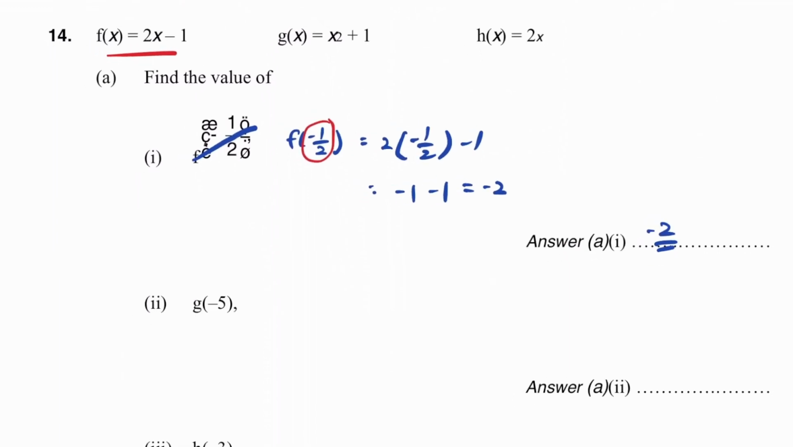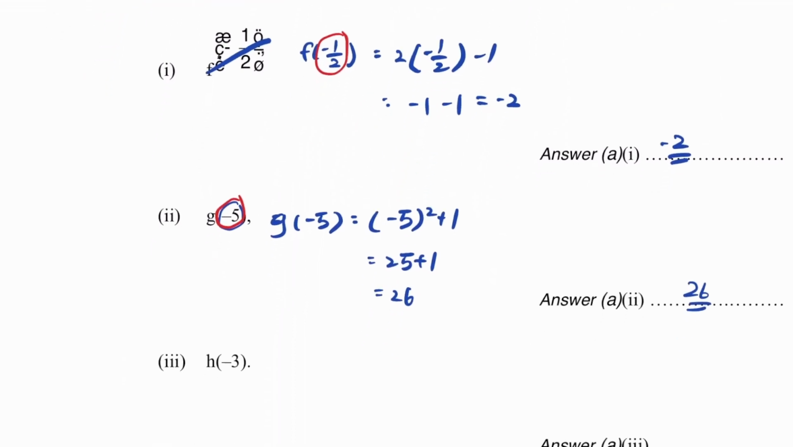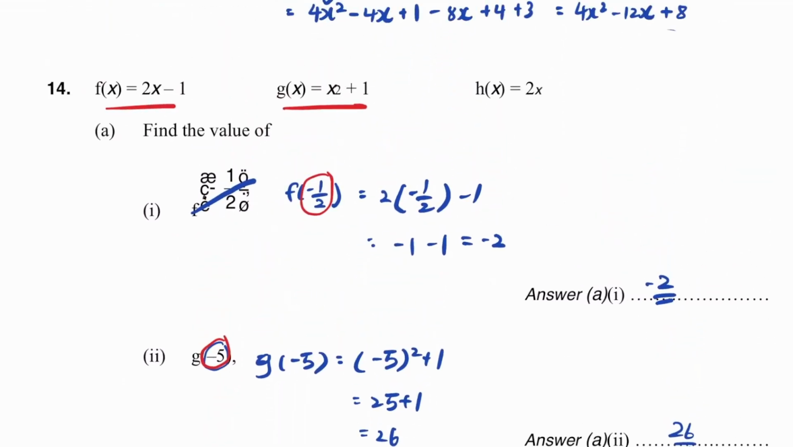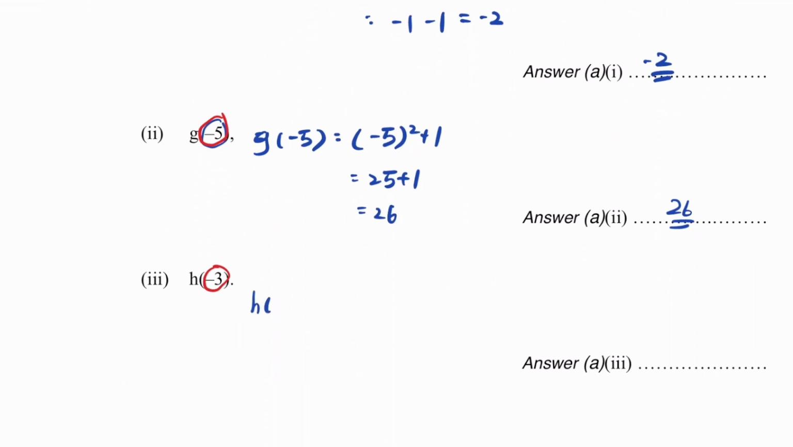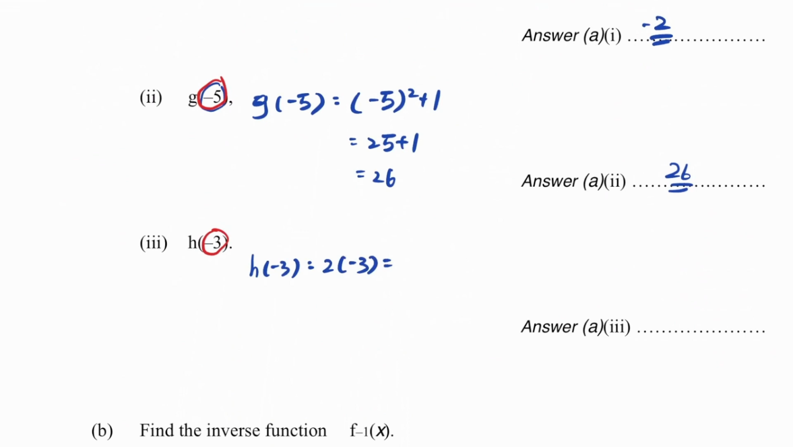Moving on, g of x. Similar to the previous questions, all you need is to substitute x equal to negative 5 into the function g. So g of negative 5 would be negative 5 squared plus 1, 25 plus 1, that would be 26. Then h of negative 3. Put your negative 3 inside here. So 2 multiplied by negative 3, that would be negative 6.